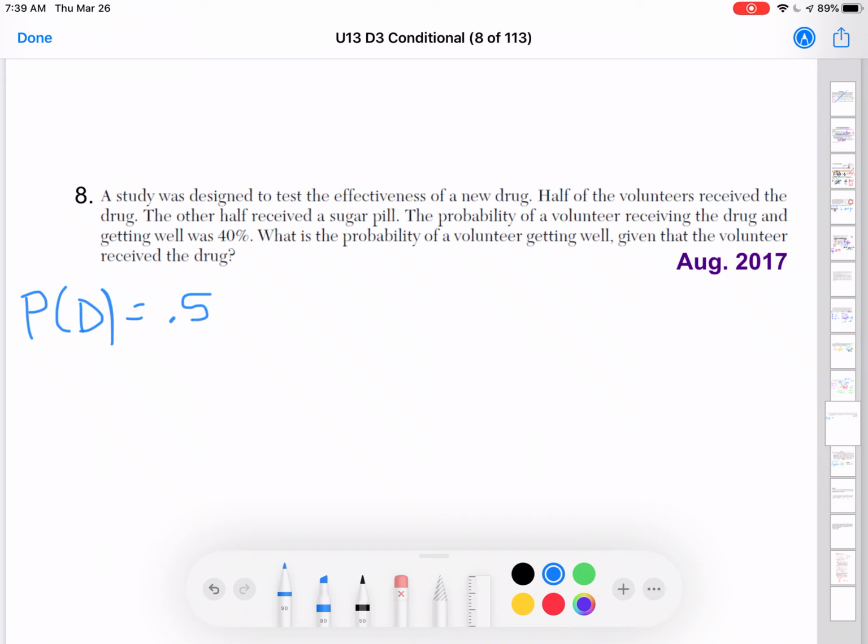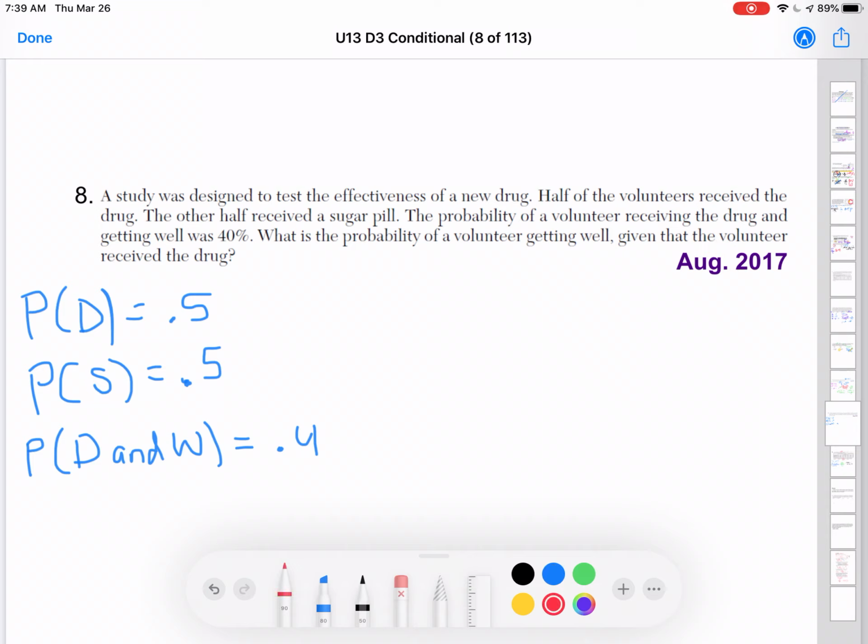So what's tricky is you need to realize that the probability of getting the drug is half, so it's 50%. You have to turn that into 0.5. And then the probability of the sugar pill, half of them got that too. So that's 50%, so that's 0.5. They're saying it in words, not numbers there. And then find the probability of a volunteer receiving the drug and getting well was 40%, so turn that over into a decimal.